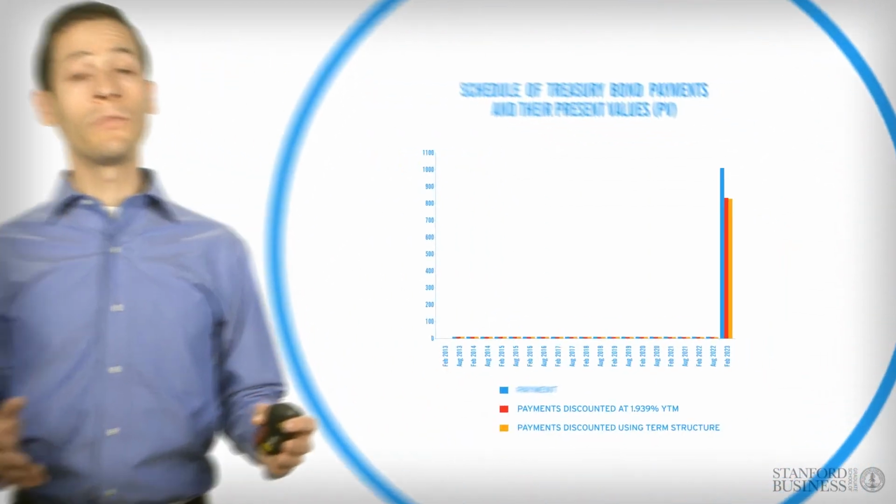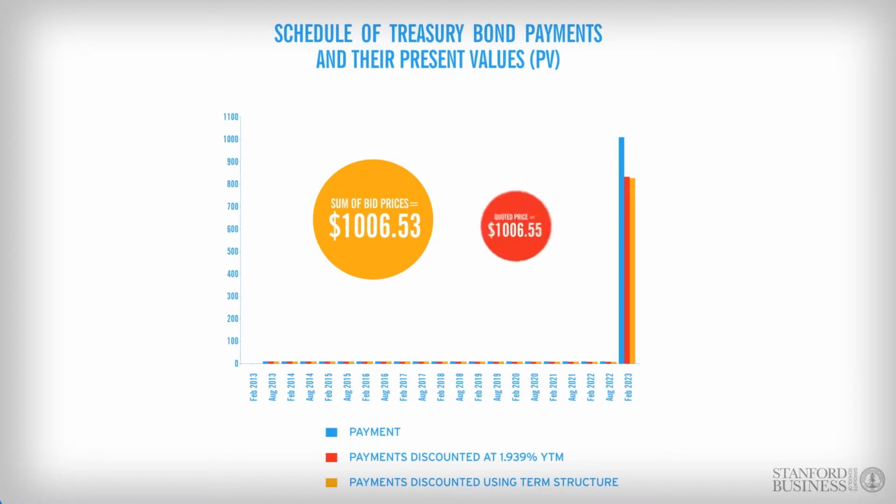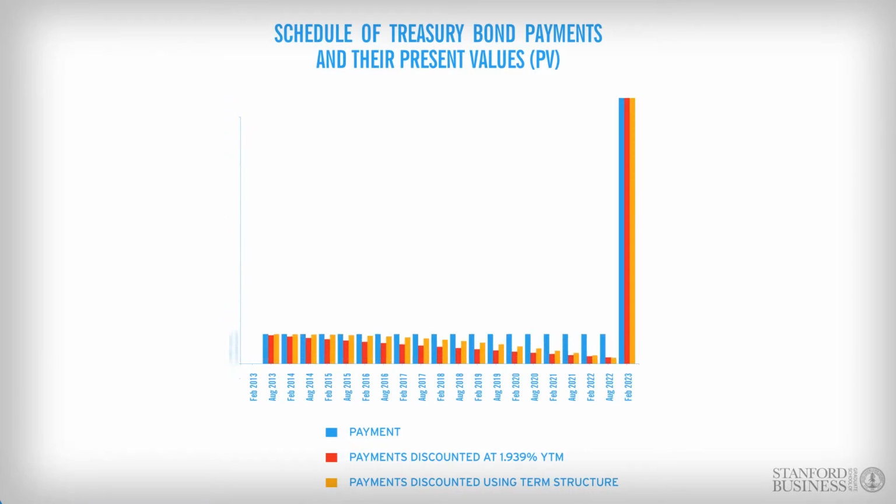And if we add up all of the appropriately scaled bid prices, we find that the total at which bond dealers would buy this stream of cash flows equals $1,006.53. That's very close to, just a shade below, the quoted price for the coupon bond of $1,006.55. This set of zero coupon bonds can be thought of as a synthetic version of the coupon bond.